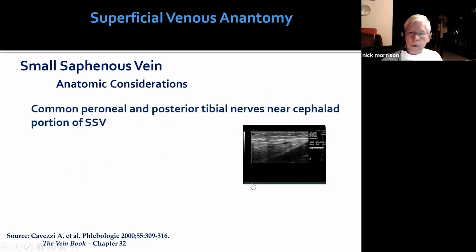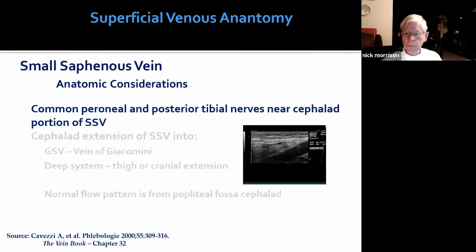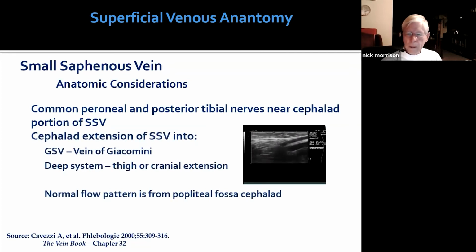Common peroneal and posterior tibial nerves are very close to the cephalad portion of the small saphenous vein. That's important when you're doing a thermal ablation procedure to avoid injury to one of those nerves, because if you produce a motor dysfunction, that's going to be either a painful foot drop, and that's a real problem.